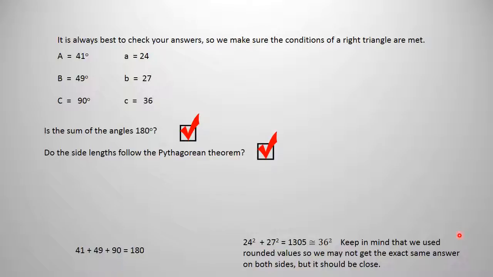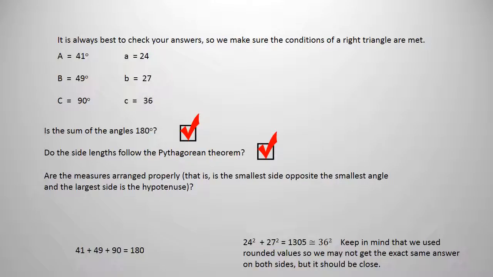And then the last thing, we have to make sure that the right angles have the right opposite side associated with them. So we want to see if we arranged everything properly. Is the smallest side opposite the smallest angle? Yep. The smallest angle is 41. The smallest side is 24. And is the largest side the hypotenuse? Well, yep. The side opposite 90 degrees is 36. So we check there too.